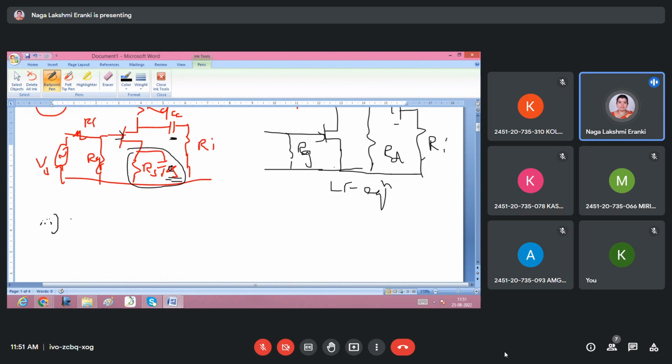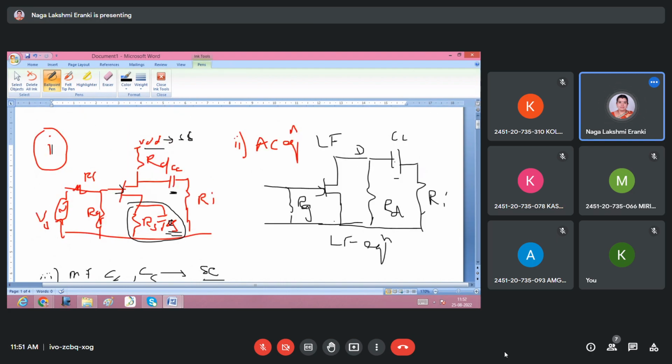So in the mid frequency range, what happens? We consider both CC and CS as short circuited. Why are these two short circuited? Because both the capacitors enter into the steady state and are considered as short circuited. When this is short circuited, the low frequency capacitor effect will not be there. The rest of the circuit is the same. Okay? This capacitor CC will not be there. CC is short circuited in the mid frequency analysis. So with CC short circuited, the input resistance is RG, the output is RD and RL is present.